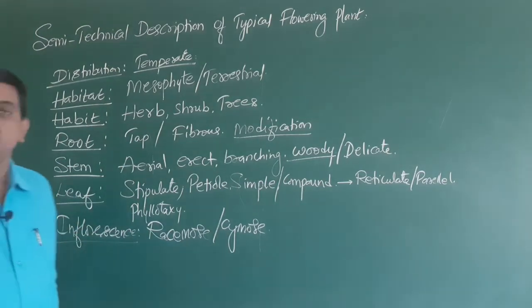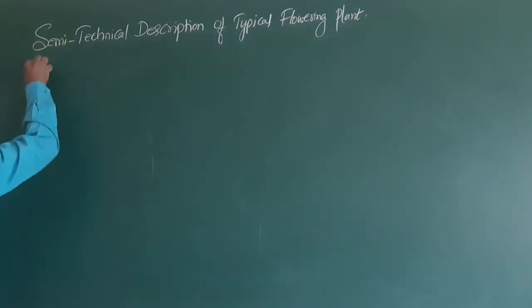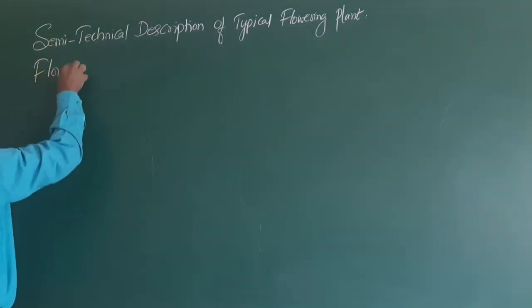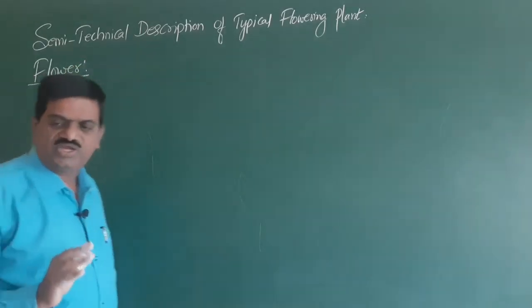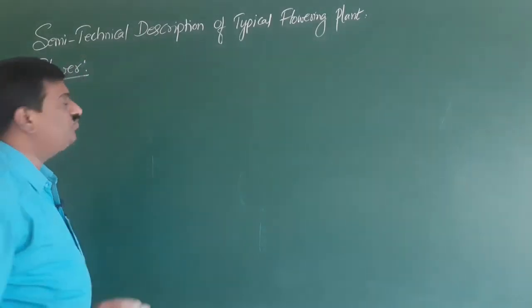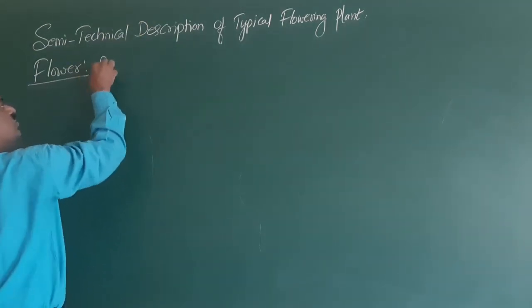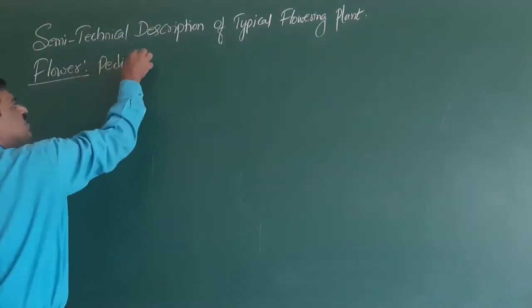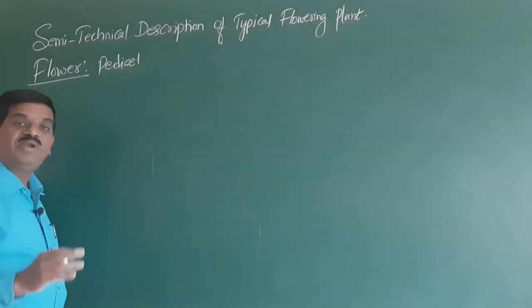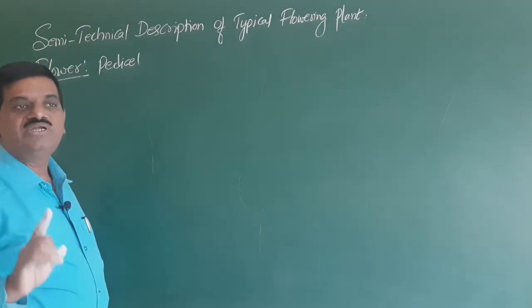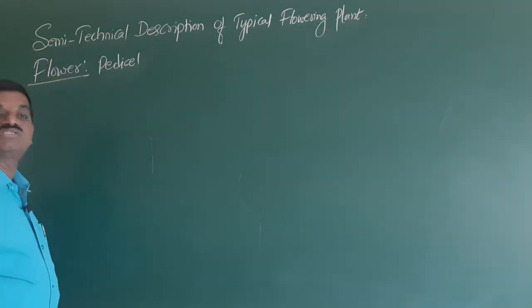Next to this is the flower. So we go for the next one called flower. In a flower, we write all the characters of the flower. Whether the flower has a stalk or not, whether the pedicel is present. If a pedicel is present, we use the word pedicellate. If a pedicel is absent, we use the word sessile. Like this, we mention pedicellate or sessile.